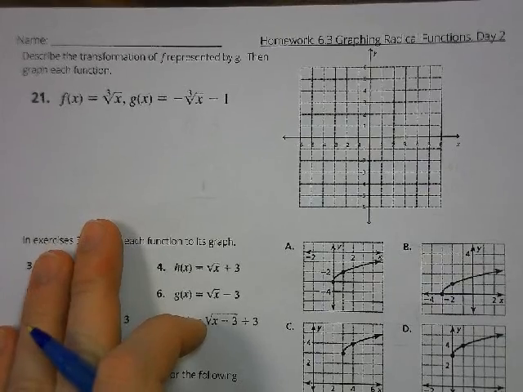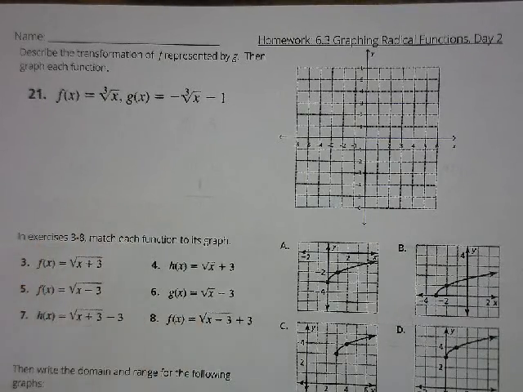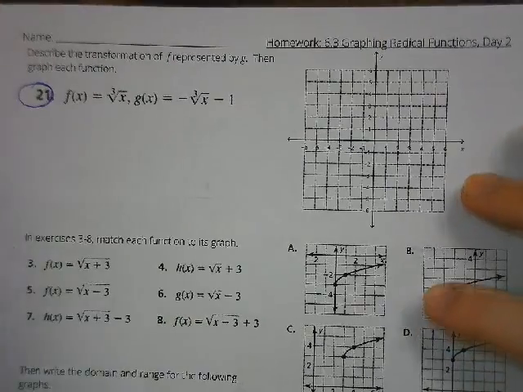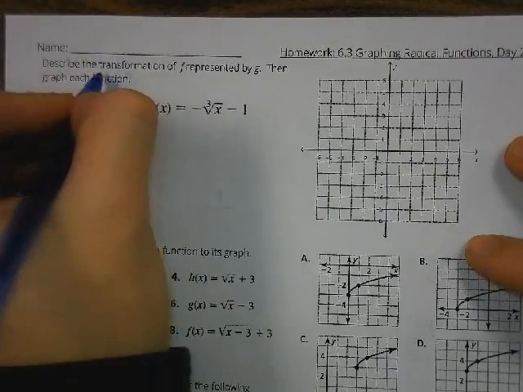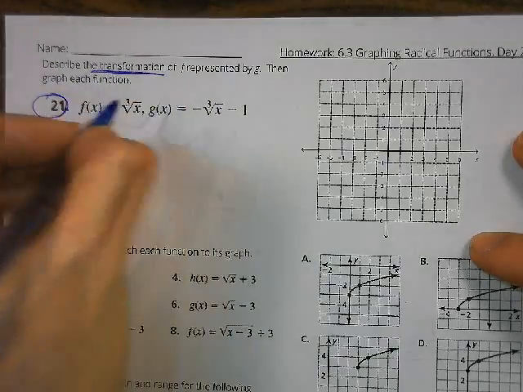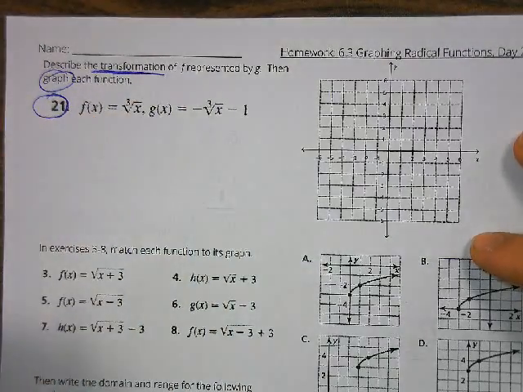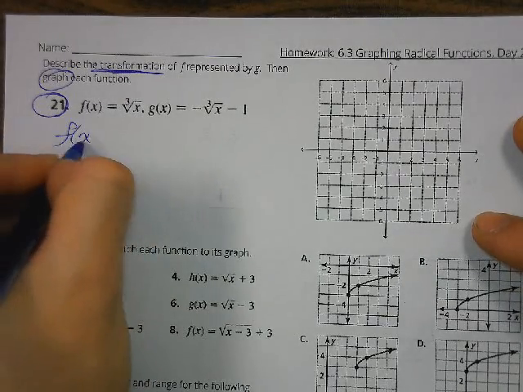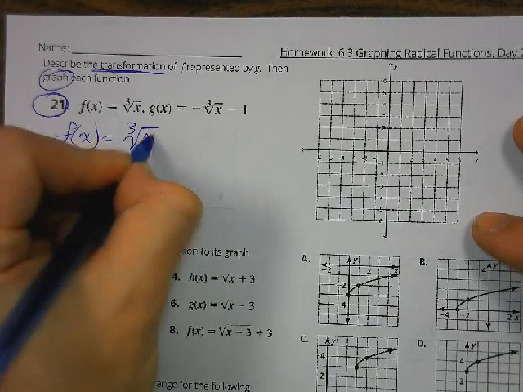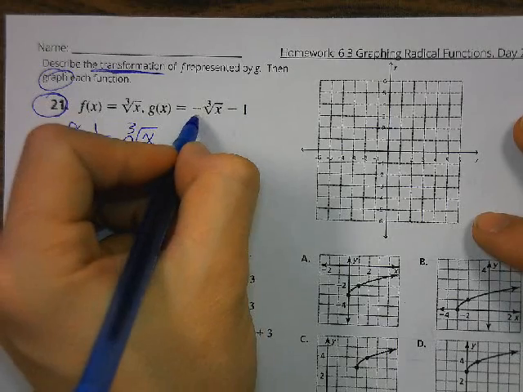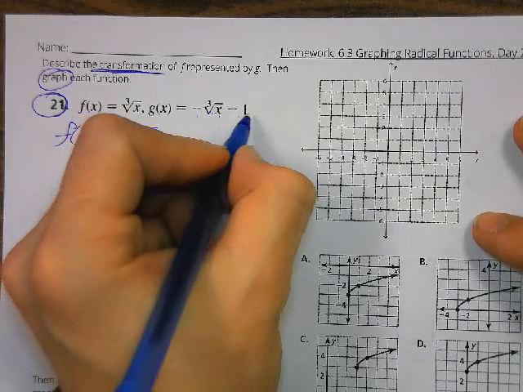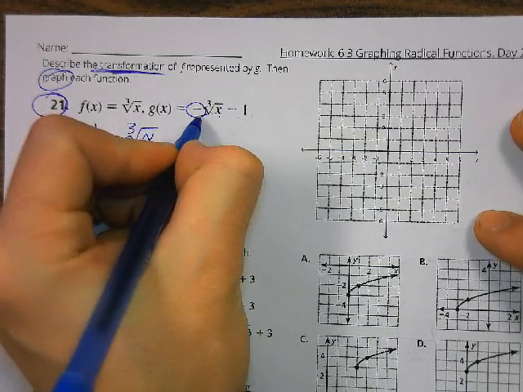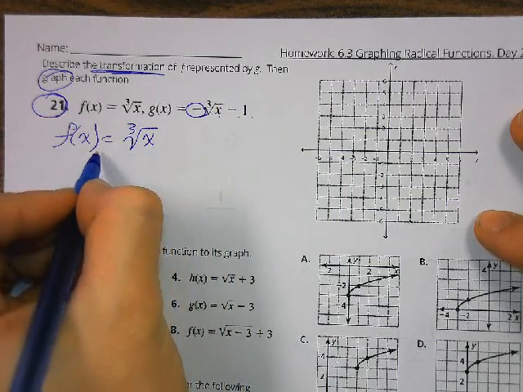The first thing they ask us to do is describe the transformation and then graph each function. So to describe the transformation, I'm starting with f of x is the cube root of x, and then I'm moving into negative cube root of x minus 1. So I see 2 translations already. Here's the first one. That's different. They added on a negative sign. And then they also put this negative 1 at the very end. So those are my differences.